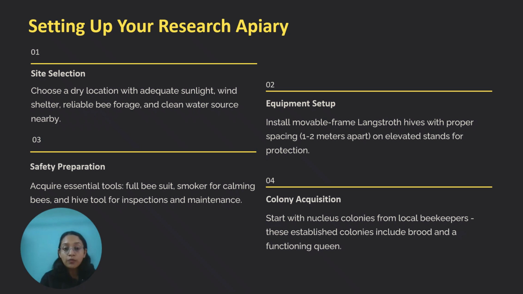Then setting up or installing the movable frame Langstroth hives, the traditional artificial beehive, with proper spacing like 1 to 2 meters apart on elevated stands for protection. Safety preparation. The beekeepers are always risking their lives while rearing bees. So a full bee suit, a smoker for calming down the bees, and a hive tool for inspections and maintenance are very essential. At last, colony acquisition, which starts with the nucleus colonies, like from the local beekeepers.